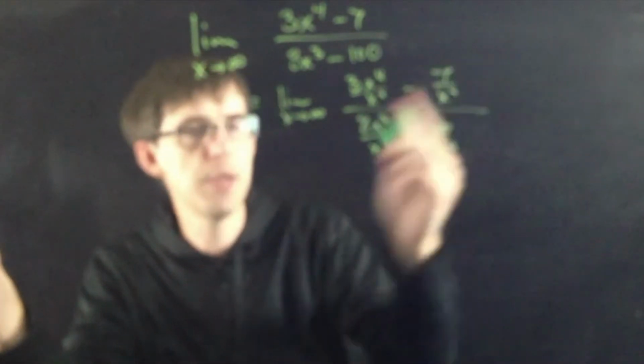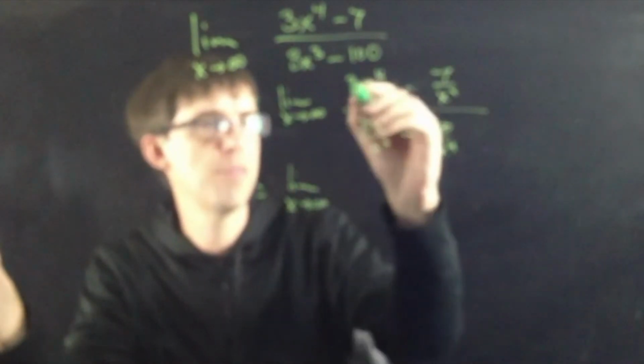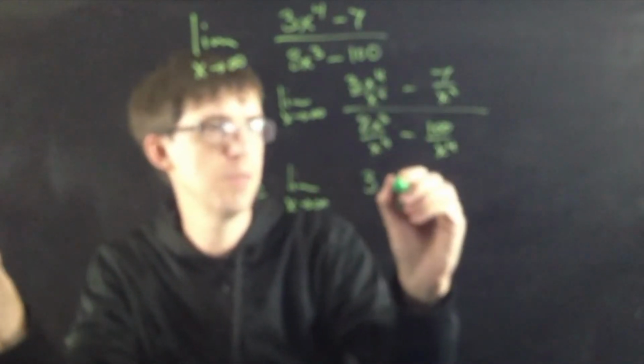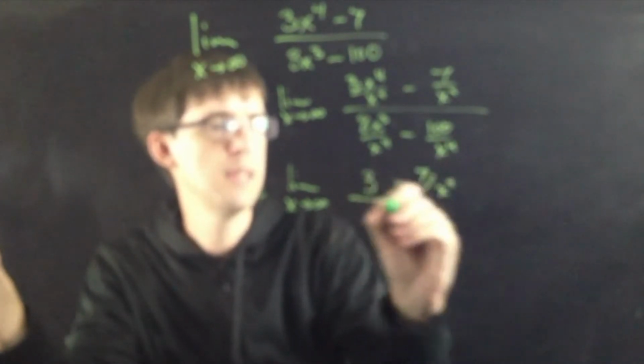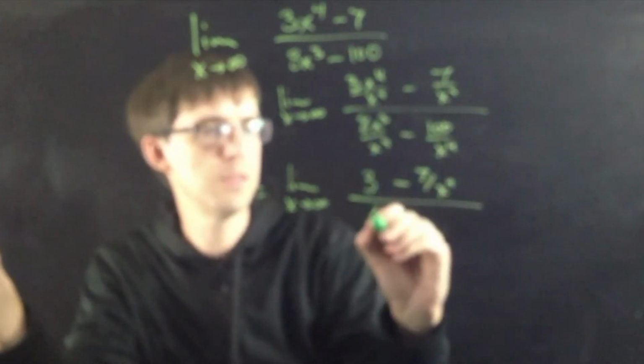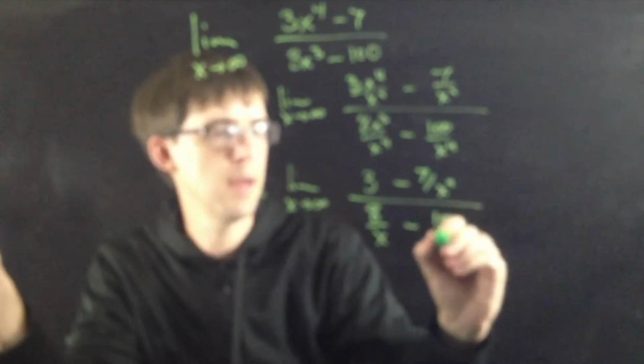And what happens here? We can cancel like we did before. Limit as x goes to infinity. Okay, 3x to the 4 over x to the 4 is just 3. Here, you can't do anything with that: 7 over x to the 4. Downstairs, this is going to go 8 over x. And this one, I can't do anything with that.